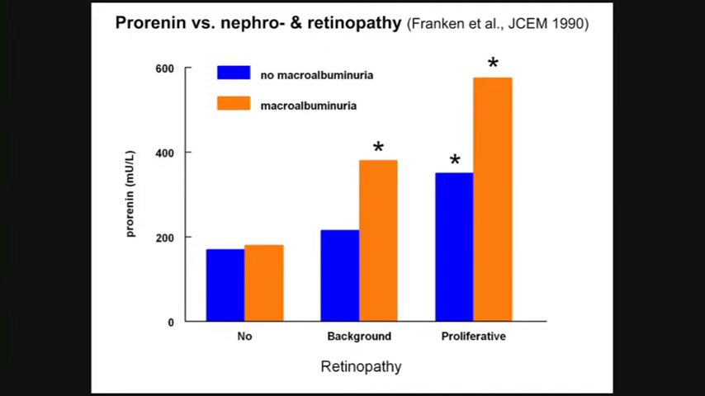You can see that here again in the various subgroups of retinopathy, but you can also appreciate that with the severity of retinopathy, pro-renin levels now increase even further. So in fact, very high pro-renin levels may be an indication of the patient having not only nephropathy, but probably also proliferative retinopathy. And then why would this be interesting?